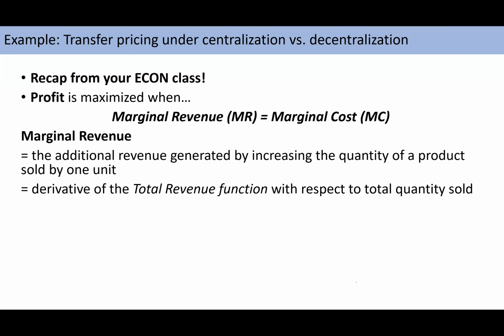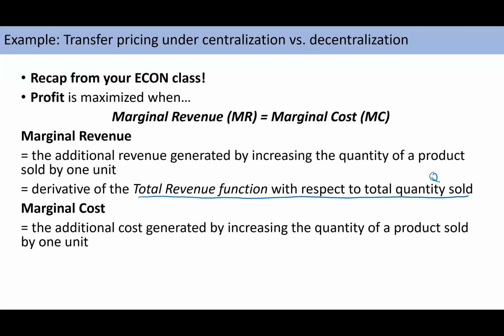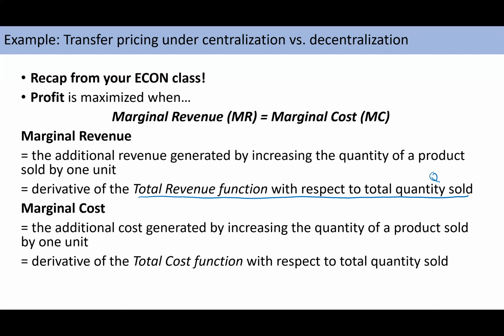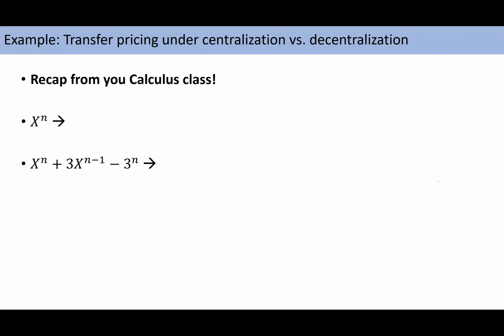In mathematical terms, marginal revenue will be equal to the derivative of the total revenue function with respect to total quantity sold. Marginal cost is the additional cost generated by increasing the quantity of a product sold by 1 unit. And in mathematical terms, marginal cost would equal the derivative of the total cost function with respect to total quantity sold. So now we have to kind of recap what derivatives are. And you don't really have to know a lot for this class, just the basics of calculus.